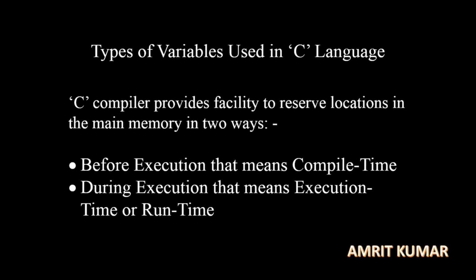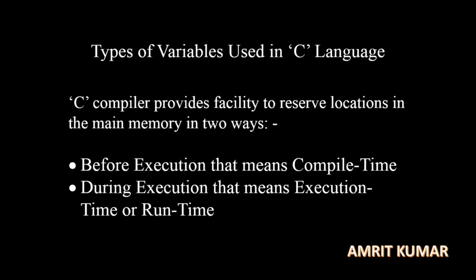The meaning of execution is that a program is going to be run. Before execution means that I'm just writing the code and not yet running it, and that is known as before execution, or compile time. During execution means when I'm running my code, that is the execution time or run time. So the C compiler provides the facility to reserve a location in the main memory before execution, that is compile time, and during execution, that is run time.